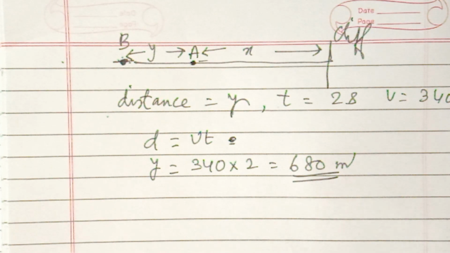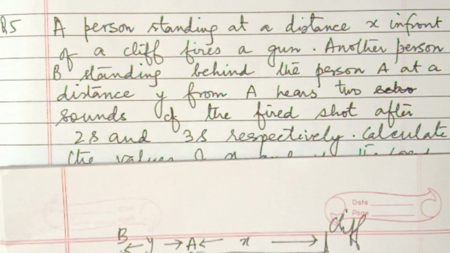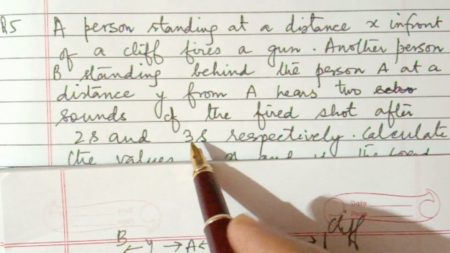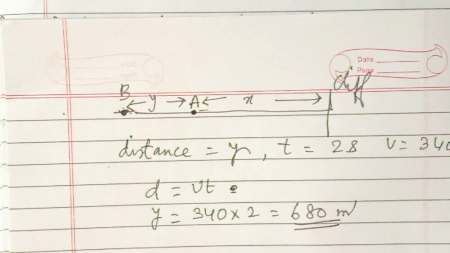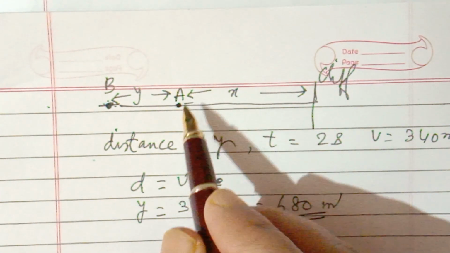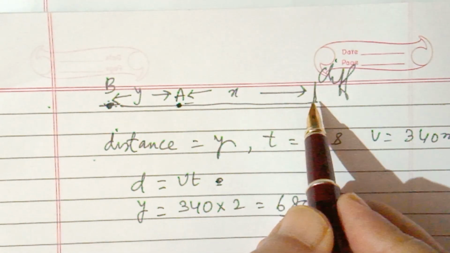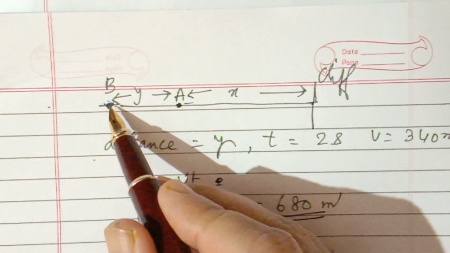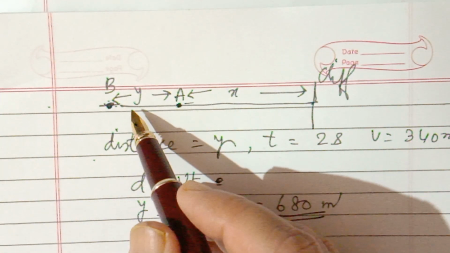Okay, then next part we have to find the value of x. Now which sound will be heard after 3 seconds? Now you see the second sound is heard after 3 seconds. Then which sound is the second sound? It must be the sound going towards the cliff and coming back to B. So that's why he is taking more time, 3 seconds.